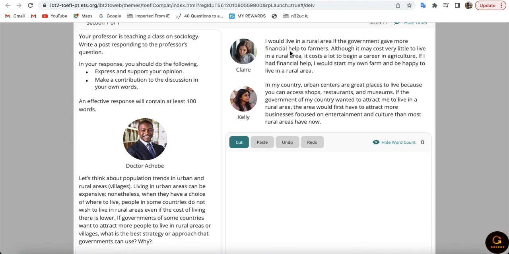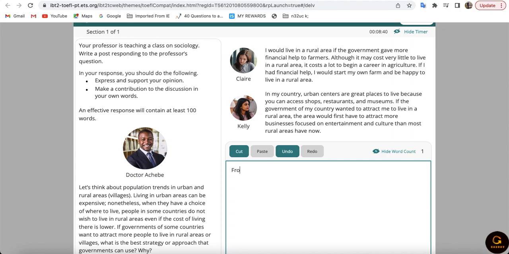I would live in a rural area if the government gave me more financial help for farmers. Although it may cost little, if I have financial help, I could start my own business, sorry, my own farm, and be happy to live. In my country, urban centers are a great place to live because we can go to shops, restaurants, museums. If the government wants to attract me to live in a rural area, it should first attract more business focus.